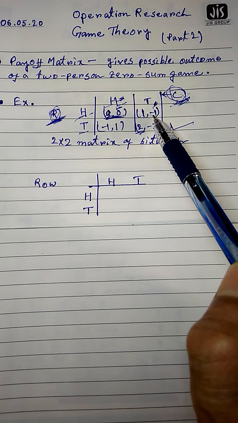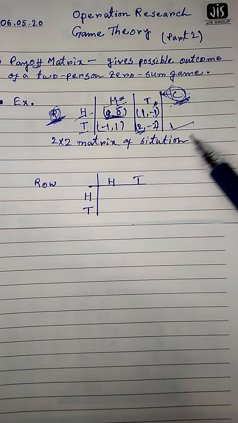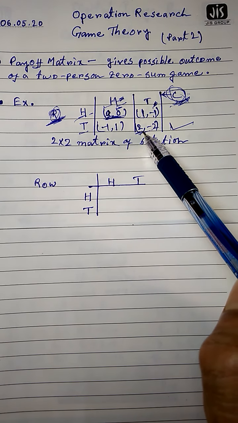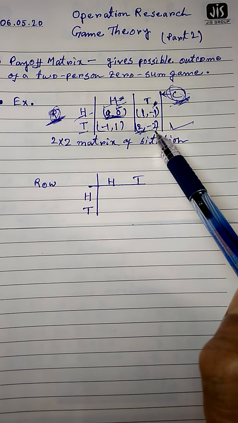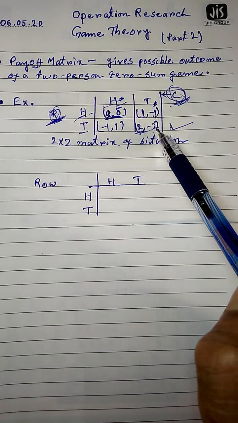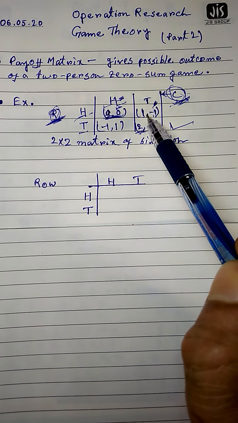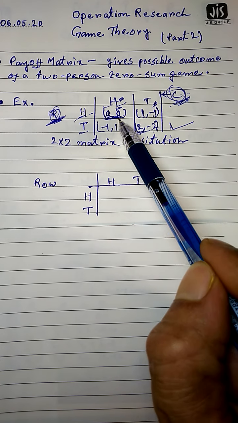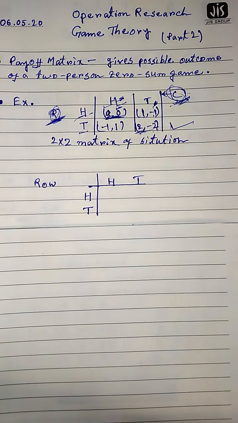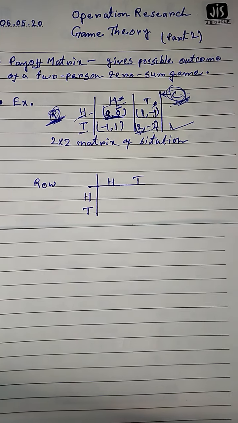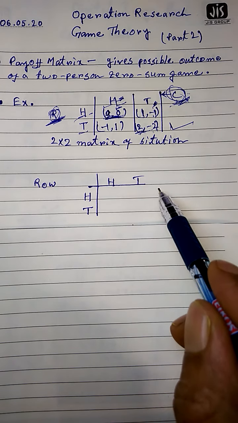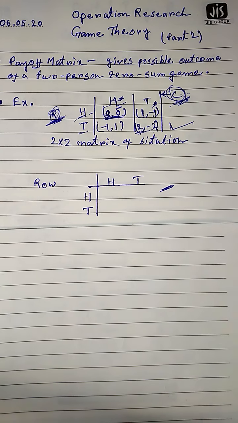C pays, that is why this is minus 1. And similarly for this coordinate, R gets rupees 2. This is positive and this is negative. This is a zero sum game: 2 minus 2 is 0, and it is actually 0. Since it is a zero sum game, we can deduce the pure matrix. This is the pure matrix.